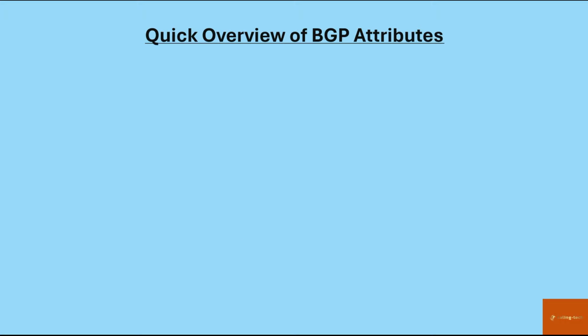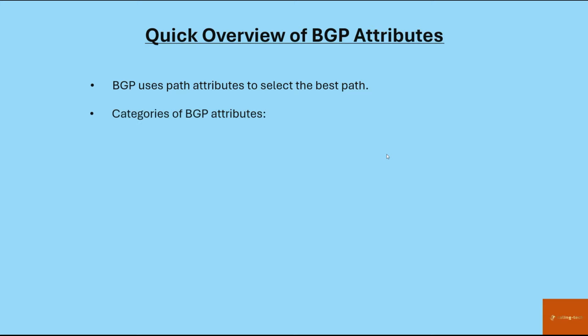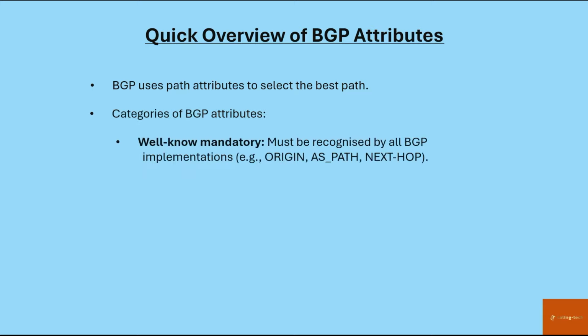So it's just going to be a quick overview. BGP, as we know, uses path attributes to select the best path. Categories of BGP attributes are the well-known mandatory. We've already gone through this, but I'm just doing a very quick recap. Must be recognized by all BGP implementations, and examples of the mandatory are origin, AS path, next hop.